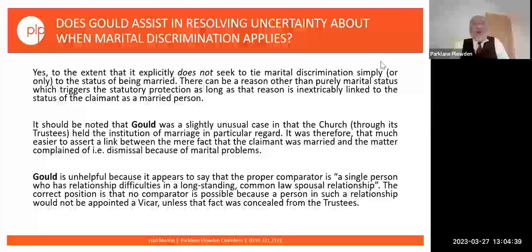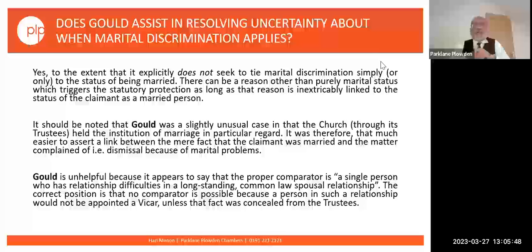So how does Gould help in resolving uncertainty about when marital discrimination applies? Well, it assists to the extent that it does not seek to tie marital discrimination only to the status of being married. There can be reasons other than pure marital status which trigger the statutory protection, as long as that reason is linked to the status of the claimant as a married person. However, you have to bear in mind the facts in Gould were that this was a church which took the institution of marriage seriously. So it was therefore, in the context of this case, that much easier to assert a link between the mere fact that the claimant was married and the matter being complained of. So this was an unusual case.